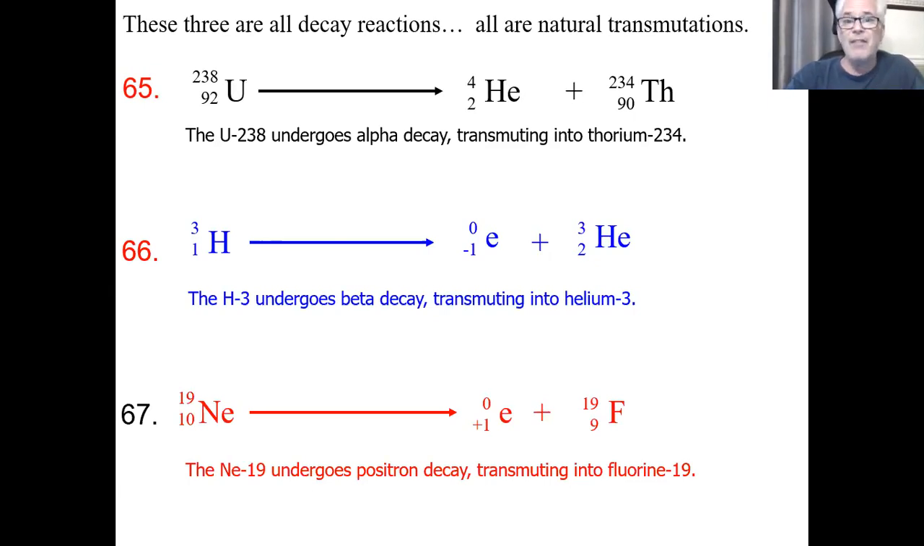Number 65, I'm sorry, number 65 does not give off helium. It gives off an alpha particle. 66 gives off a beta particle. And 67 gives off a positron particle. These are the three basic natural transmutations. And it's simple, right? We've done this math 20 times already.